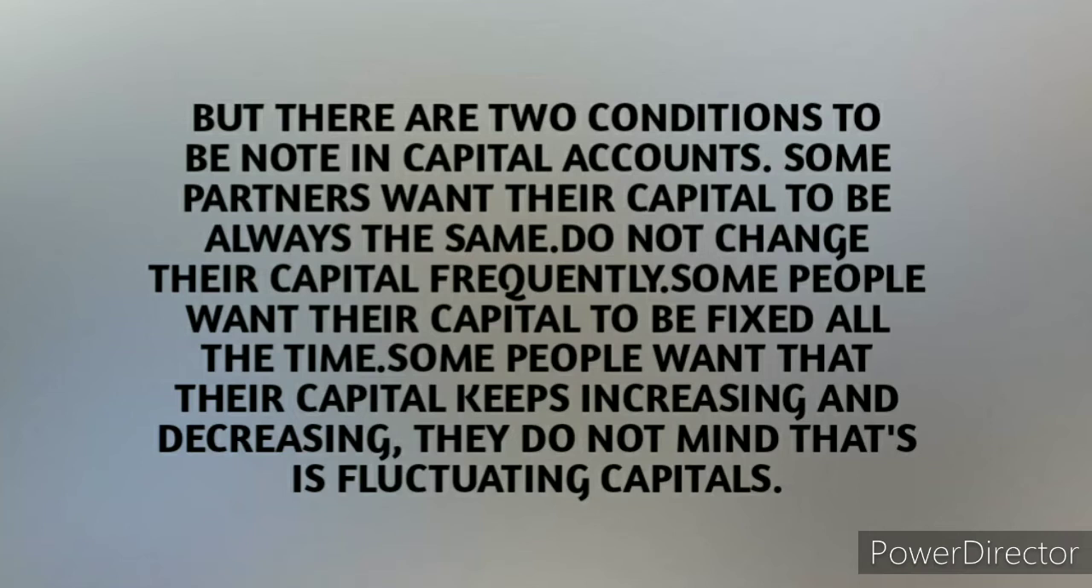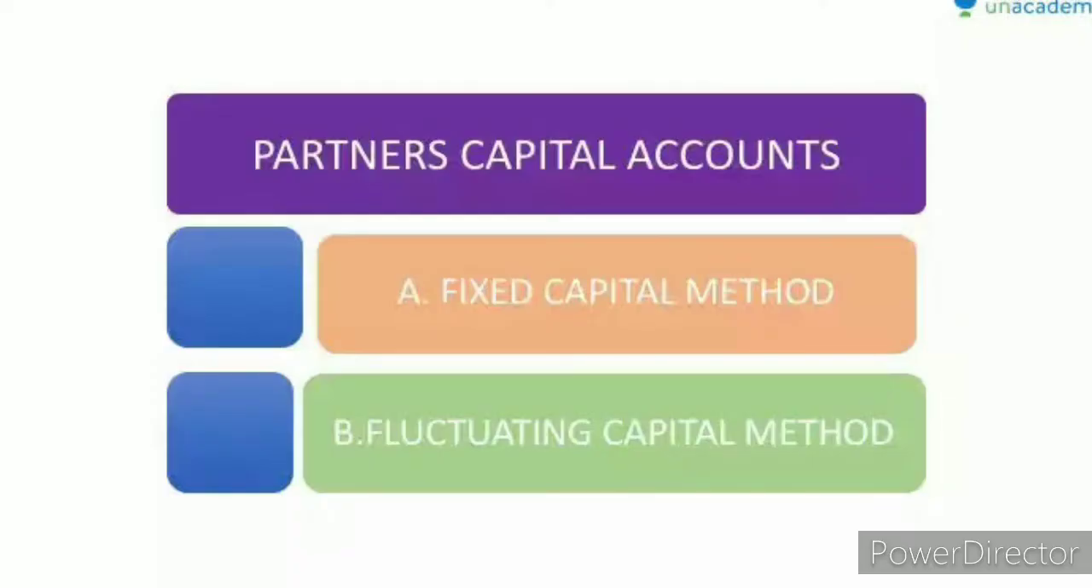Some partners want their capital to be always the same. It does not change. Some people want their capital to be fixed all the time. Some people want their capital to keep increasing or decreasing. They do not mind that; that is fluctuating capital. So there are two methods by which the capital account of a partner can be maintained. These are the fixed capital account method and, second, the fluctuating capital account method.